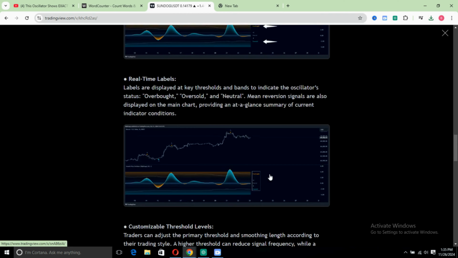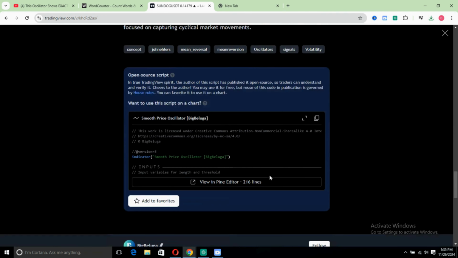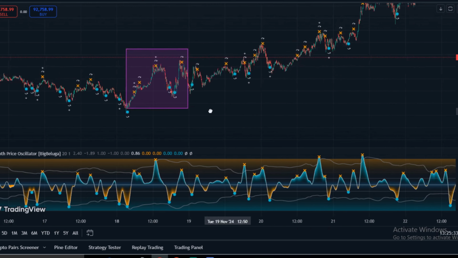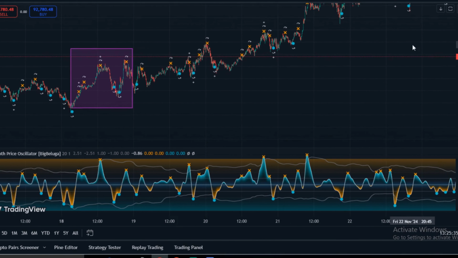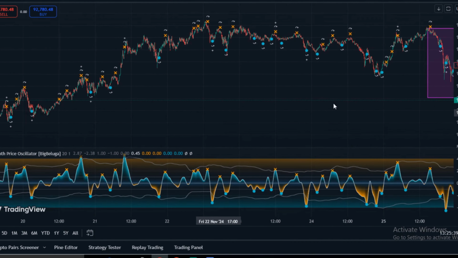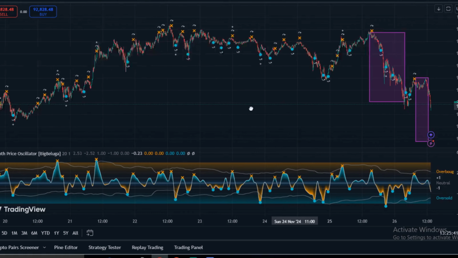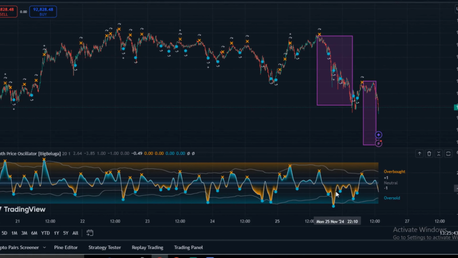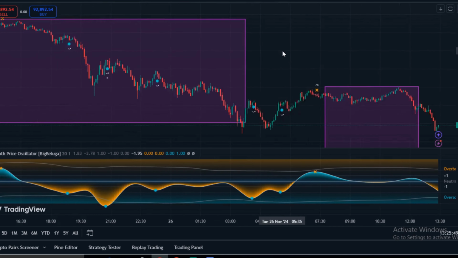The SPO stands out for its simplicity. Overbought, oversold levels: visual cues for market extremes. Oscillator colors: teal indicates bullish momentum, golden signals bearish trends. Reversion signals: clear alerts for market shifts. Here's how you can leverage it for better trades.